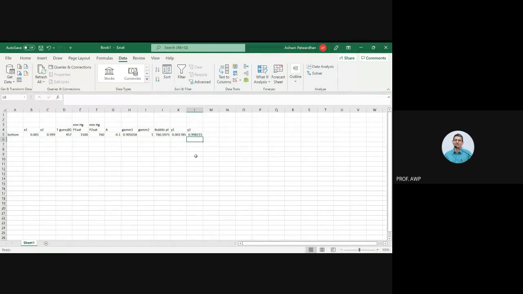Yes, sir. So now, let me copy this. You want to go to the next value of x. So now you have to take this particular y1, this particular x1, and use the operating line and get the next tray. Do you agree with that?